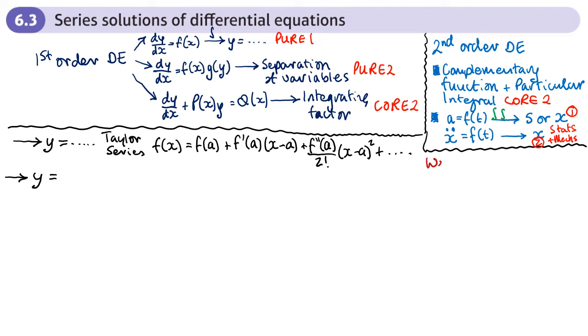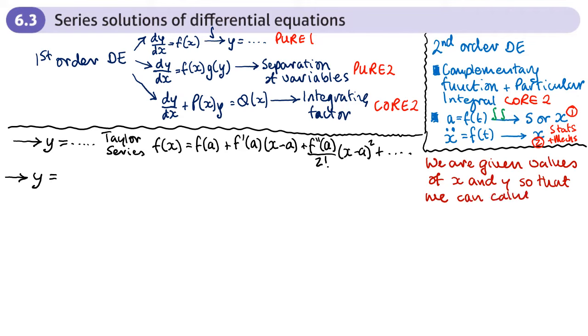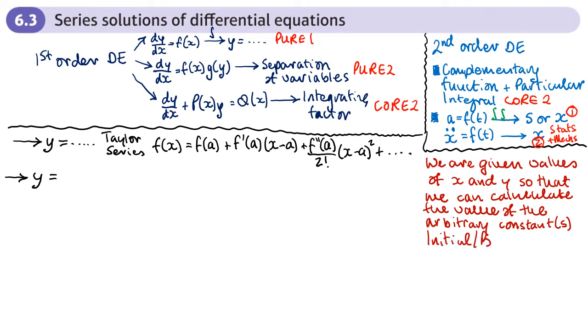So we are given values of x and y, sometimes just x, and you need to work out y, so that we can calculate the value of the arbitrary constant or constants. There could be just one, there could be more, and these are called, as I said, either initial or boundary conditions.